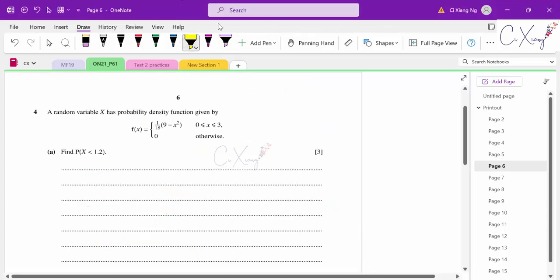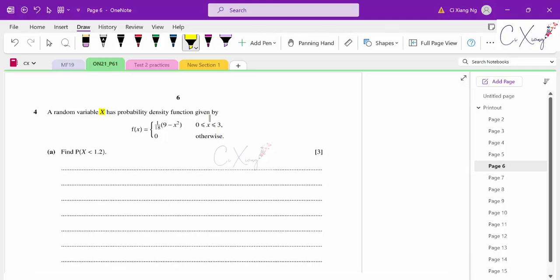Okay, so question number 4. We are given the probability density function f(x) for x. This is a probability density function, and the value of x is from 0 until 3. The first question asks us to find the probability for x smaller than 1.2. This is a continuous random variable, therefore to find the probability, we have to apply integration.